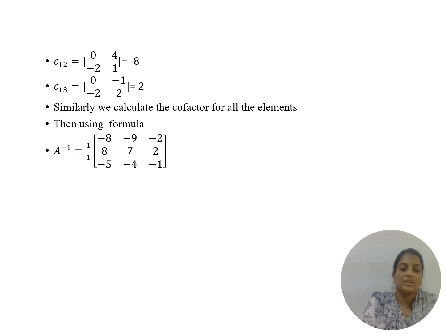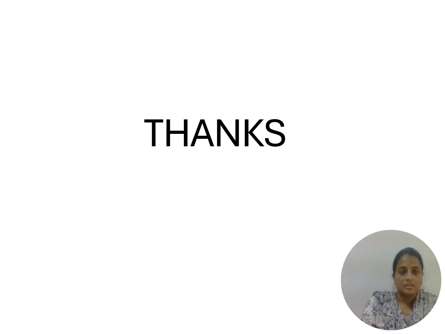Similarly we find the other cofactors C21, C22, C23, C31, C32, C33. Similarly we find all cofactors, and then find the adjoint matrix. And how to find adjoint? Transpose of the cofactor matrix is the adjoint matrix, and we get the inverse of this matrix by applying the formula A inverse is equal to adjoint A upon determinant A. Here we find determinant A is equal to 1 and put the value of the adjoint matrix. So we get the answer A inverse. Thank you.